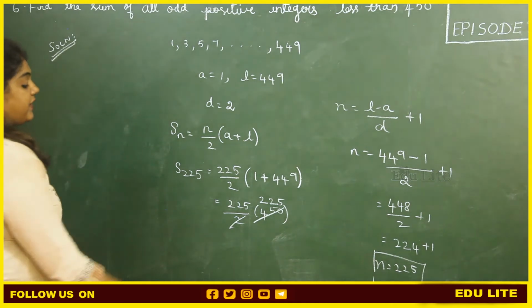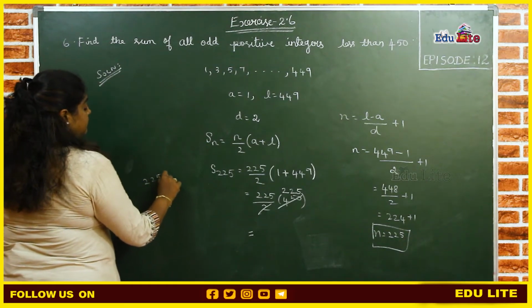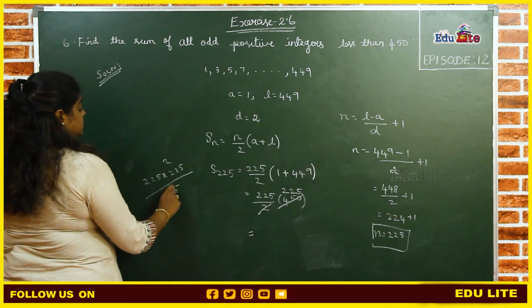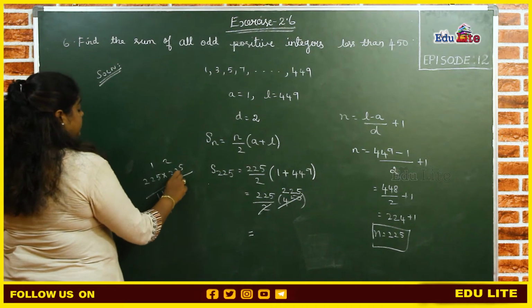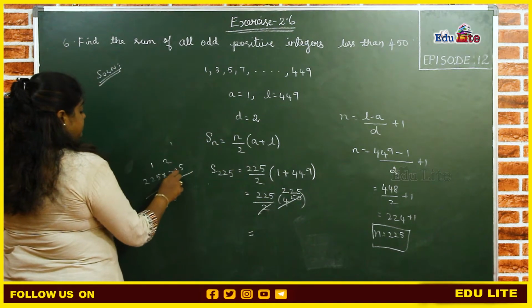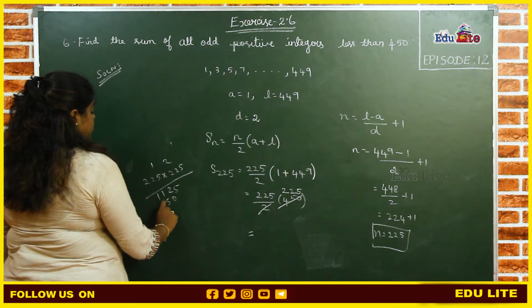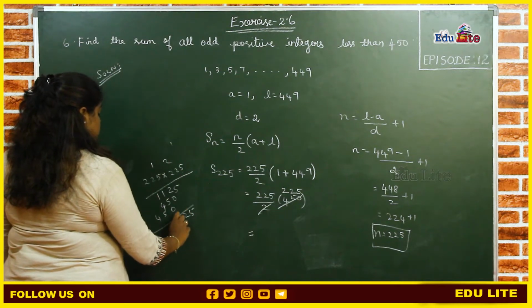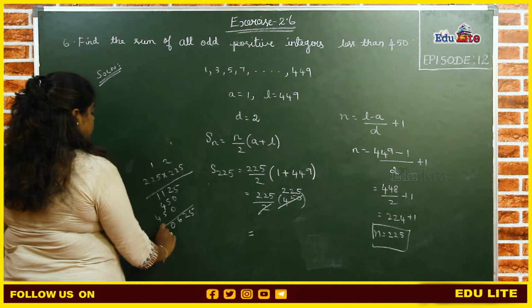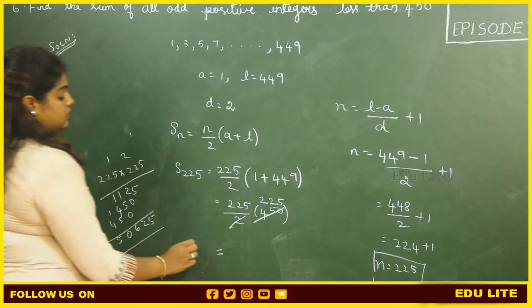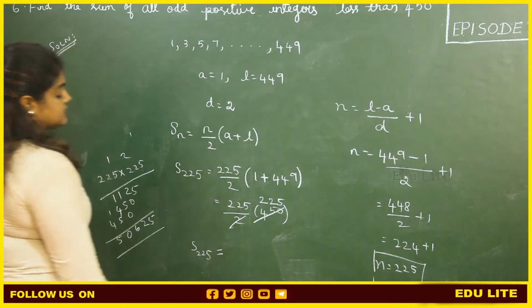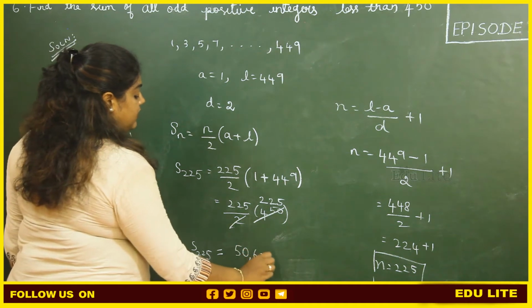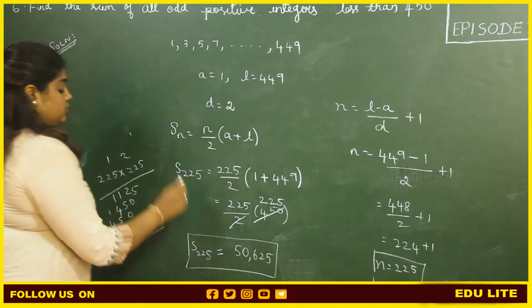225 into 225. So, let us simplify 225 into 225. Therefore, the sum of odd integers less than 450 is 50,625. Thus, we have found the value.